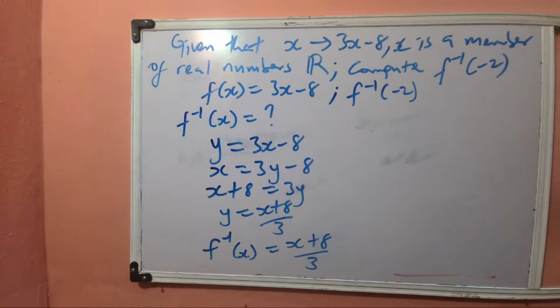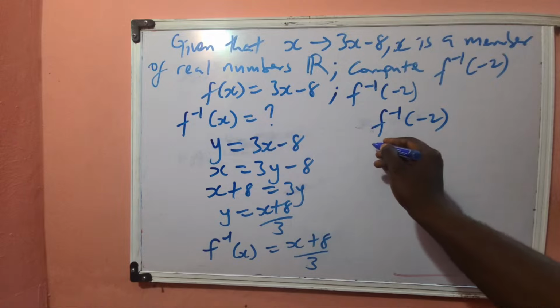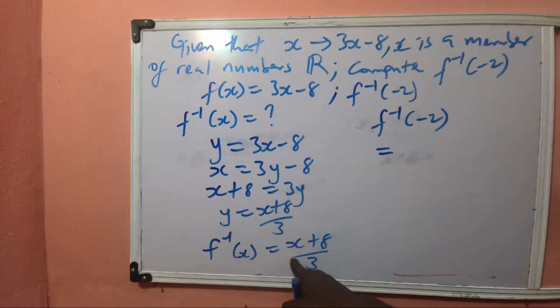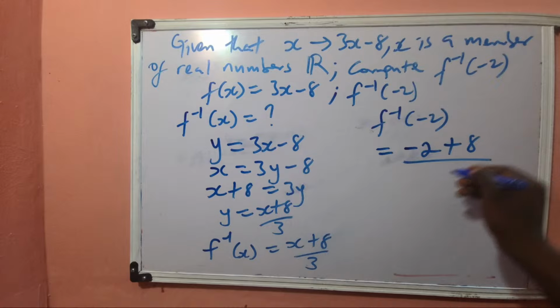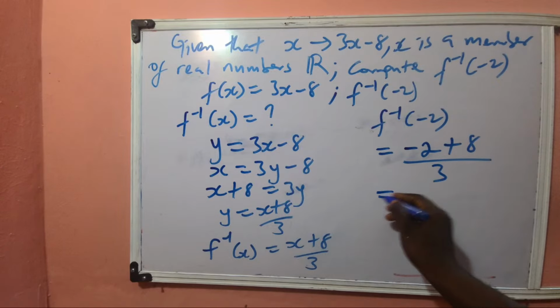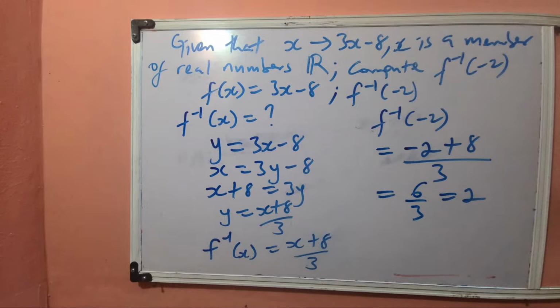Now, what do we go on to do now? We've formed the inverse function for x, but we have not gotten the real answer we're told to get. So for us to find f inverse of minus 2, I need to fix in minus 2 as an argument into this inverse function. That means that we have minus 2 plus 8 over 3. And this will give me what? 8 minus 2, that's 6 over 3. I got an answer of 2. All right, I told you this was probably the simplest question you will meet ever.